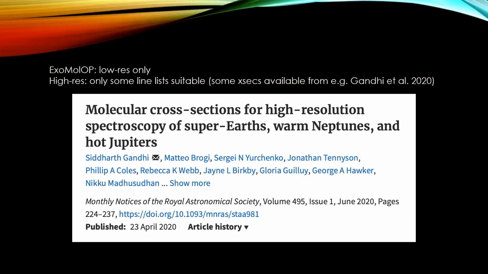So I mentioned before that ExoMol's opacity data was only suitable for low resolution retrieval studies, and that only some line lists are currently suitable for high resolution studies, although this is an area which is actively being worked on. A few of these line lists have been used to compute high resolution cross sections, and these have been made available online. You can see, for example, this publication from last year.